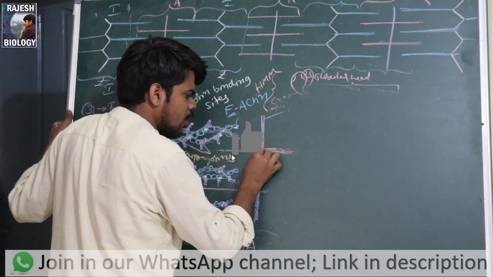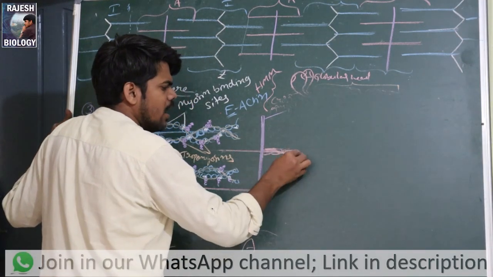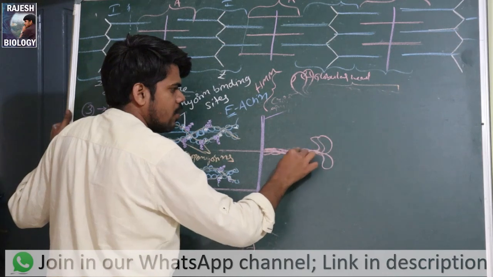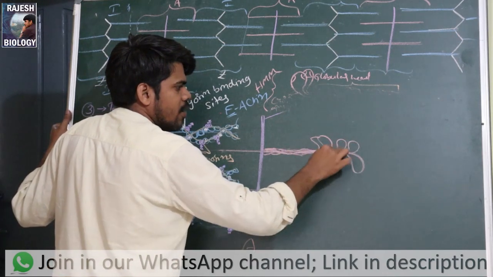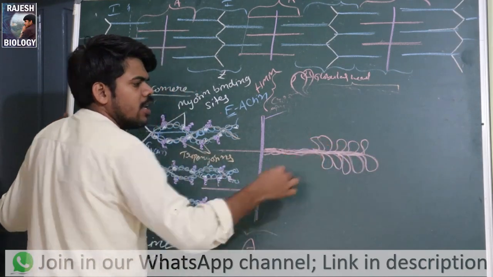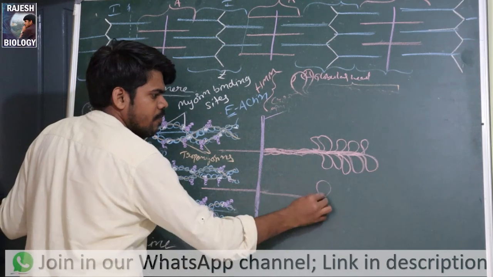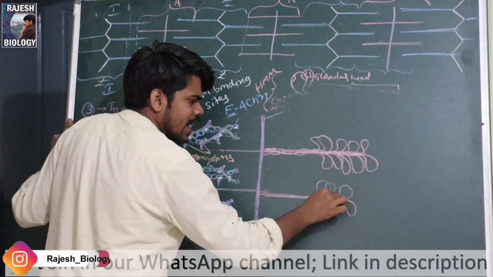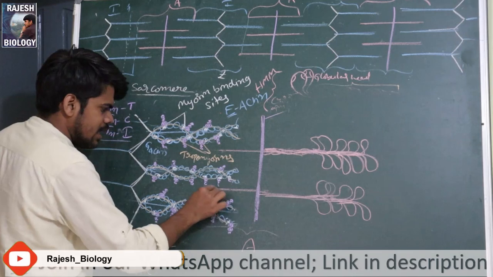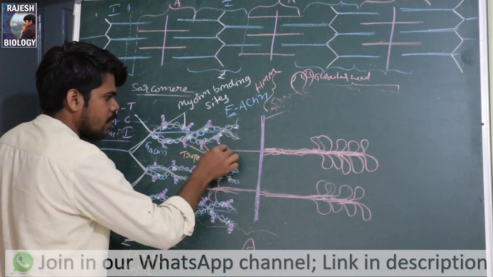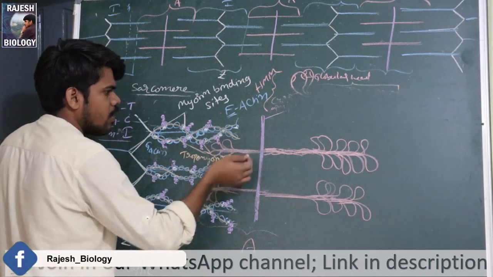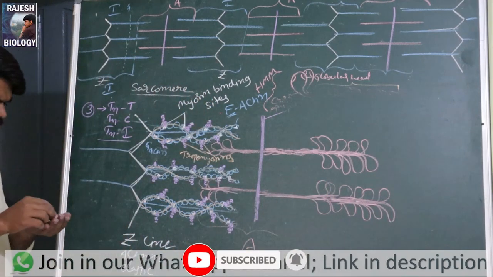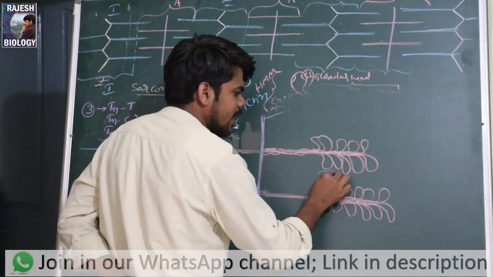All the light myosin tails are attached to the middle line or fibrous line. Here they form this type of cross arms. This is how the thick filament is present. All the myosin heads run backwards and they attach to the M line on both sides. Here also, like this. Clear? Now here there is an actin.